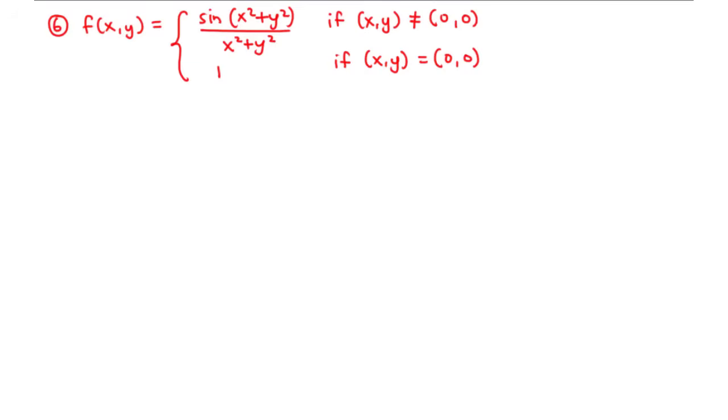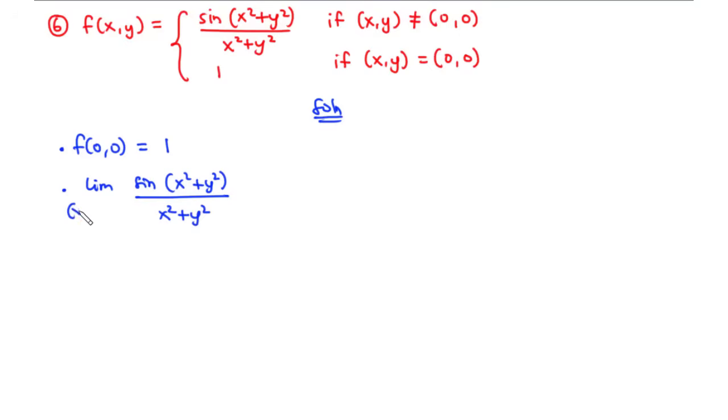So for example 6, we have f of x, y equals sine of (x squared plus y squared) over x squared plus y squared if (x, y) is not equal to (0, 0), and then 1 if (x, y) is equal to (0, 0). Let's solve this as well. So first of all, we have f of 0, 0 giving us 1 in the question. So the value of the function is defined at the point 0, 0, and that is equal to 1. Next, we want to find the limit of this function. So the limit of the function sine of (x squared plus y squared), all divided by x squared plus y squared, as (x, y) approaches the point 0, 0.